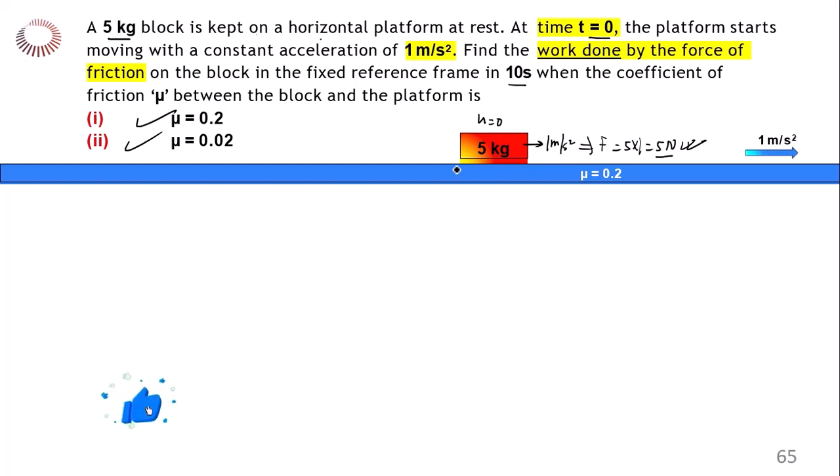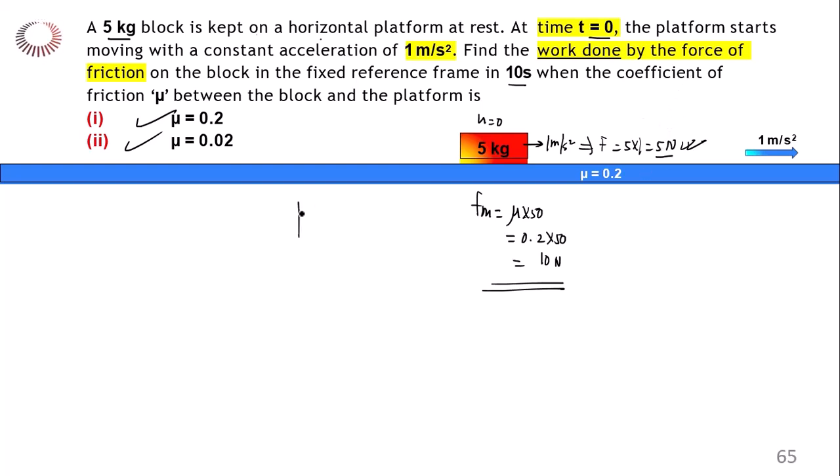Now, check what is the friction over there. So friction is how much? Limiting friction on the 5 kg block is equal to mu into 50. So mu is given as 0.2 into 50. That means 10 Newton. So the limiting friction is 10 Newton. But the requirement of friction is how much? Requirement of friction is 5. So in order to produce the 5 Newton force, the requirement of friction is 5.